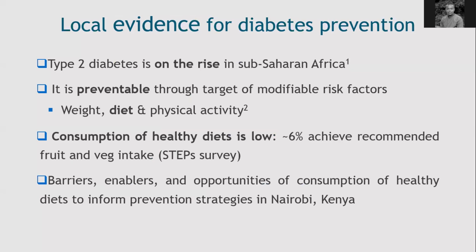So diabetes is preventable through targeting modifiable risk factors, the main ones being weight, diet, and physical activity. And in Kenya, the consumption of a healthy diet is quite low. About 6% achieve the recommended intake of fruits and vegetables according to the STEP survey. So we aimed to investigate the barriers and facilitators of consuming healthy diets in Nairobi, which is the capital city of Kenya.